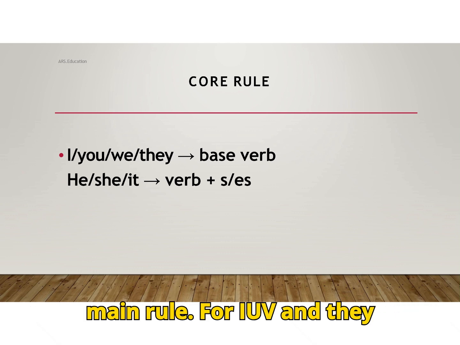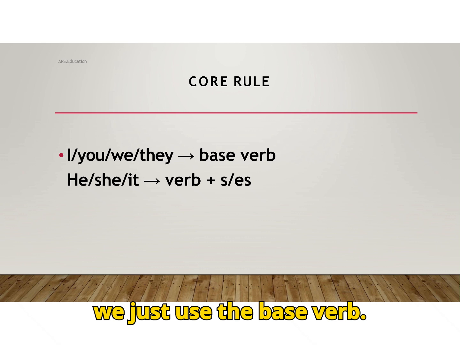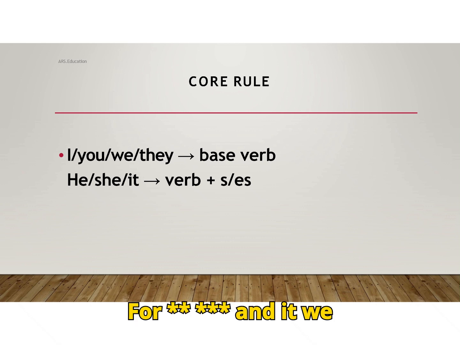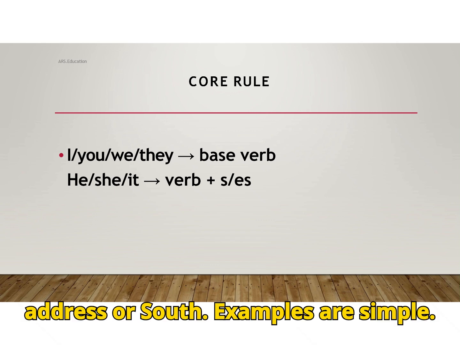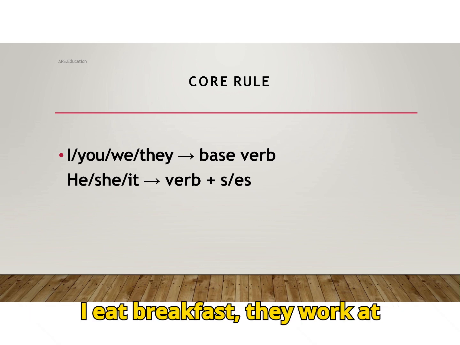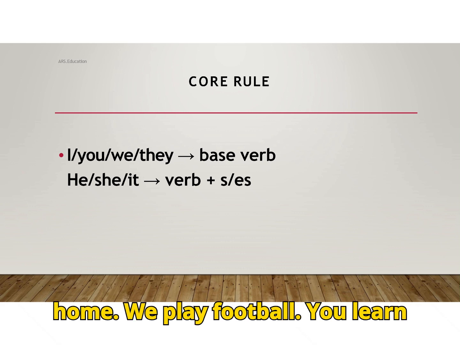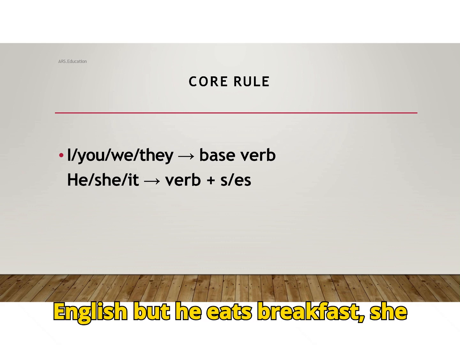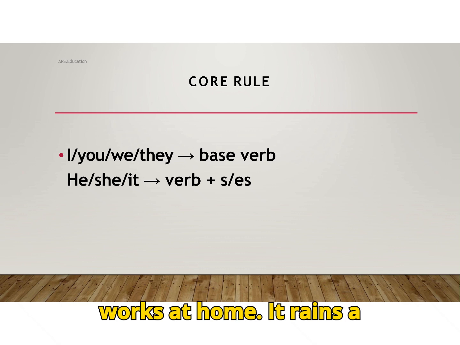Now let us look at the main rule. For I, you, we, and they, we just use the base verb. For he, she, and it, we add s or es. Examples are simple. I eat breakfast, they work at home, we play football, you learn English. But he eats breakfast, she works at home. It rains a lot here.